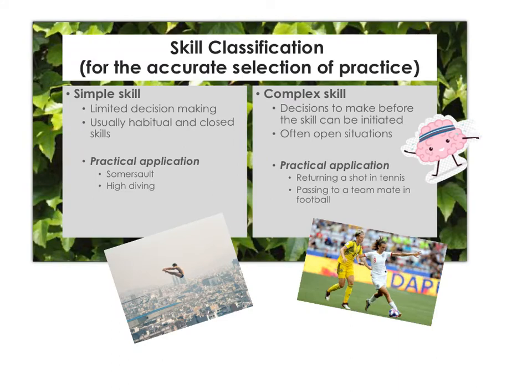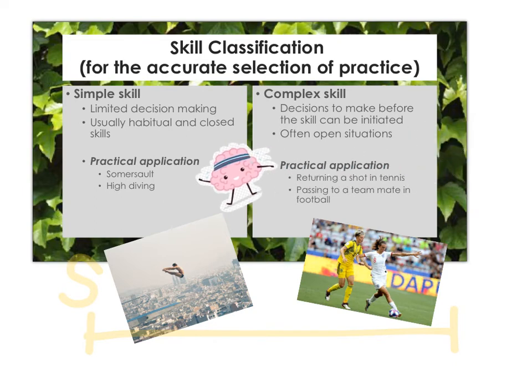We're almost there. The next continuum is a simple skill versus a complex skill. On the continuum here we have a simple skill. A simple skill has limited decision making, those that you don't really need to use your brain for. They're habitual skills, those that have been practiced over and over again, which if you recall were also known as closed skills. So examples of those I've put a somersault or high diving.